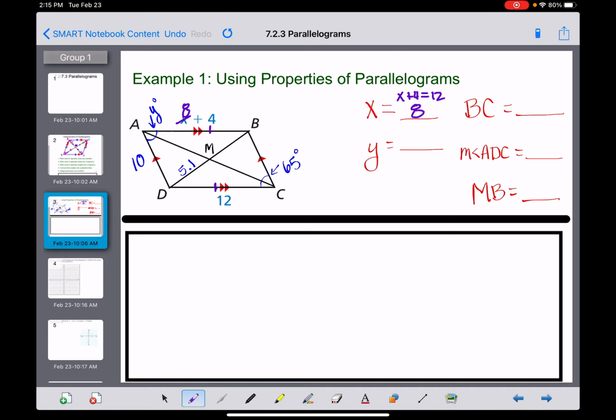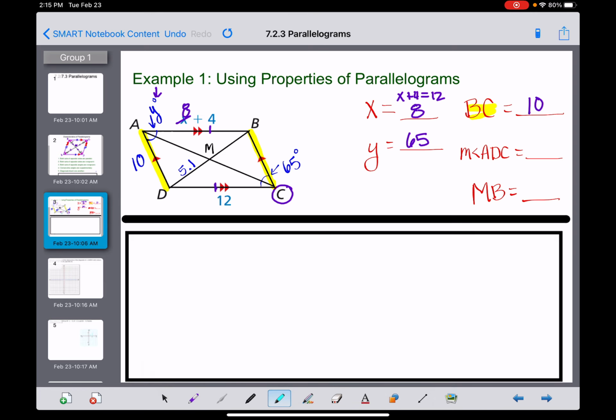When I'm trying to find y, it does have a degree, so that means we're looking at the angle. We know that in a parallelogram, opposite angles are congruent. So y's degrees, its opposite is this entire angle of 65. So y's value is 65. Next, we're trying to find the value of BC. That is a side, so we go from B to C. Opposite sides of parallelograms are congruent, so its opposite side is AD, which is 10.